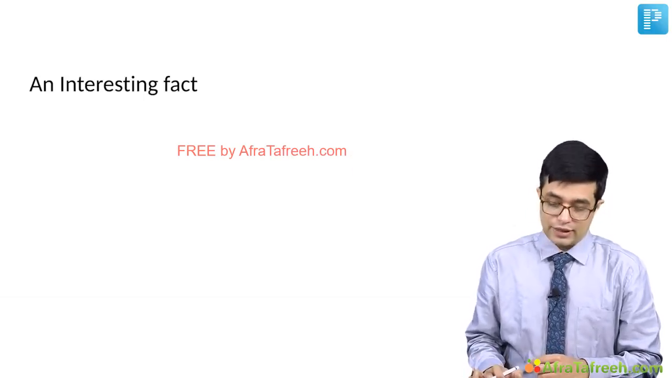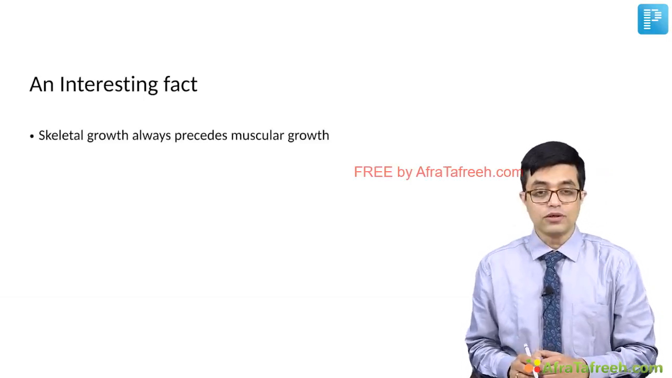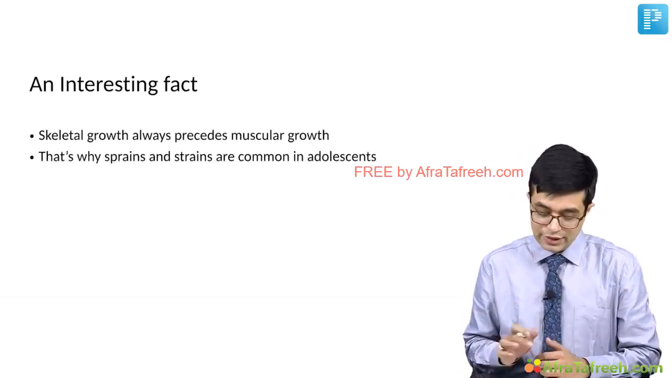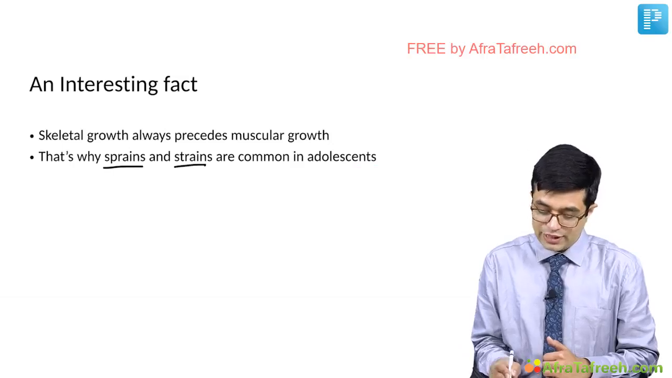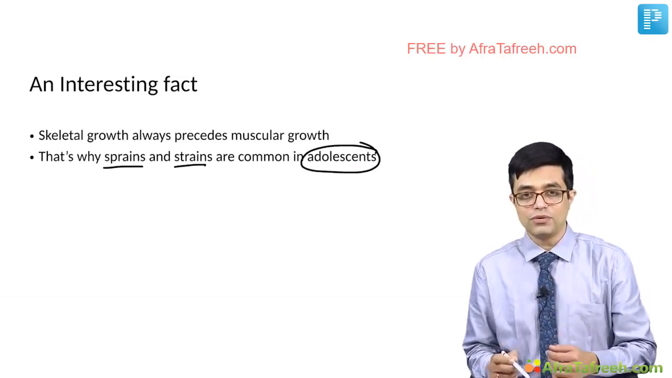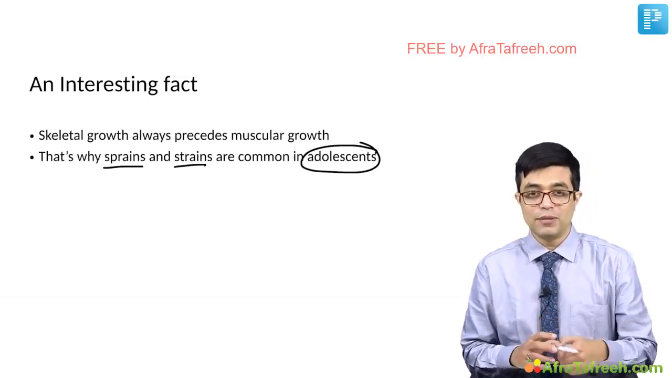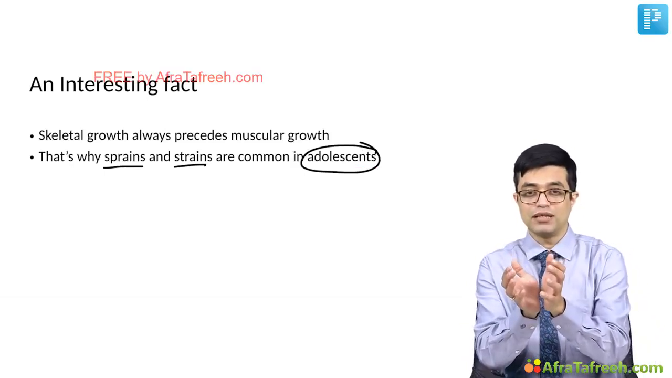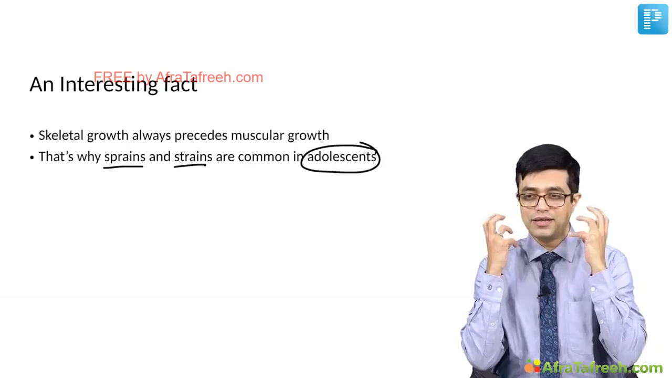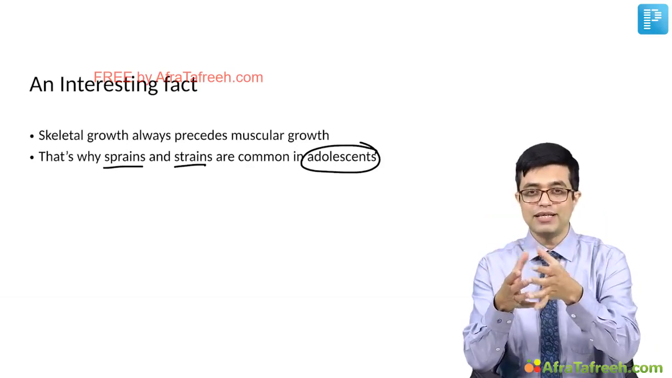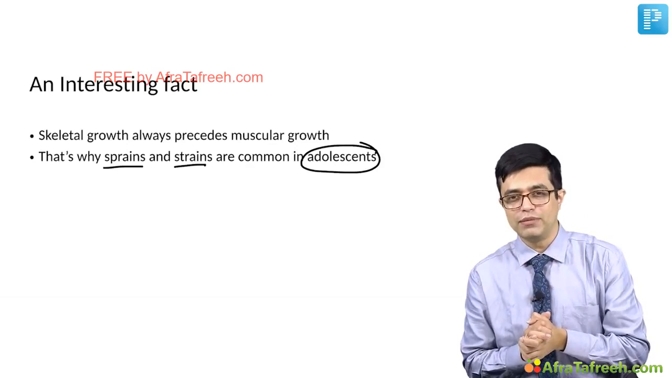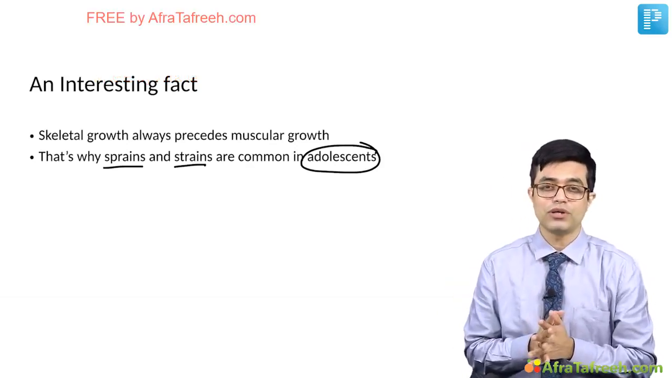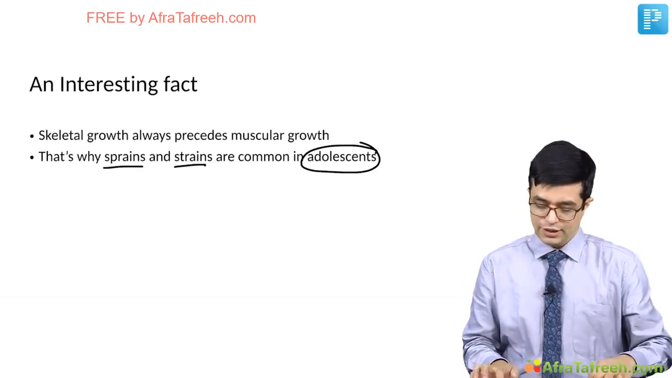Then an interesting fact. Skeletal growth always precedes the muscular growth, and that is why sprains and strains are common in case of adolescents. They are playing around, the bone has increased, the joints have become larger, but the supporting muscle mass, the ligaments, the tendons which are keeping them in place, they are not yet properly developed. They are relatively less, and so there will be a tendency for dislocation and sprains to happen.